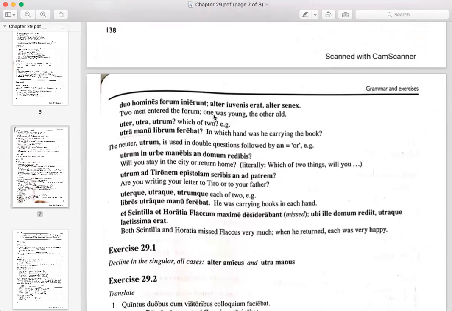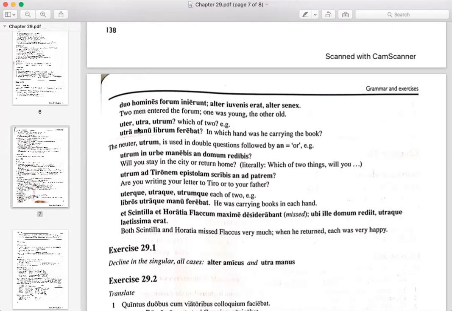Two men entered the forum. One was young, the other old. Here you have alter and alter. English really would call for a colon here rather than a semicolon. And that would make a little more sense to have the nominative singular for both of those, I think, but hopefully you can get the gist. So they're both going to be nominative singular using the same verb, erat. So again, Latin's not going to repeat that verb, just like English won't. One was young, the other old. But they're both nominative singular masculine, agreeing with iuvenis and senex.